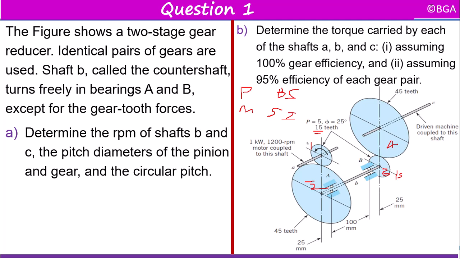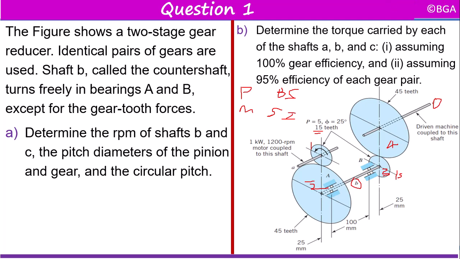Now with this given information we are required to find out the RPM of each shaft. Here we are going to find out the RPM of shaft B and the RPM of shaft C. The RPM of shaft A is already given, it is 1200 RPM. So based on this number of teeth and RPM of the input shaft, we will look for the RPM of shaft B and the RPM of shaft C.